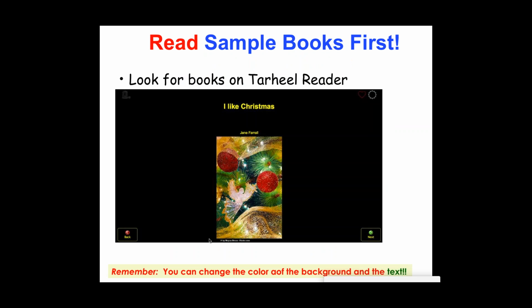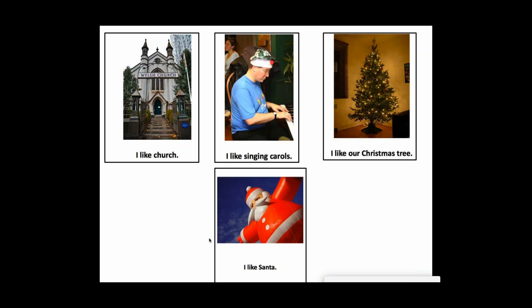I was in a classroom yesterday where the teacher was doing such a good job of matching her students' needs by having a black background, and she had red text. I know some of the students I work with do well with yellow and black, so whatever works for you, but it's a great way to do this. I Like Christmas by Jane Farrell is just a lovely exemplar book, and I took screenshots of a few pages so you could see it.